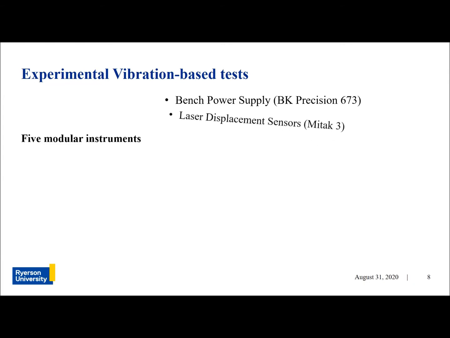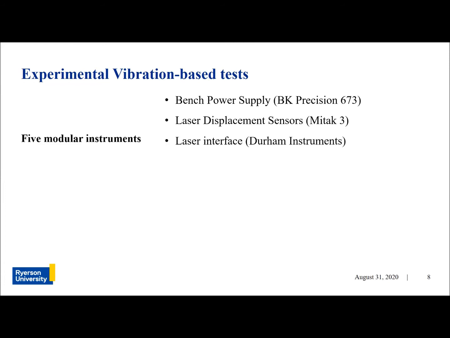Experimental vibration-based tests. The bench power unit is responsible for providing 24-volt DC for the laser interface, and the laser interface transmits electricity to both the amplifier and laser displacement sensors. The piezoelectric hammer also receives and transmits electricity and data using the amplifier. All the information and data are transmitted to a PC using an Ethernet connection from the amplifier.